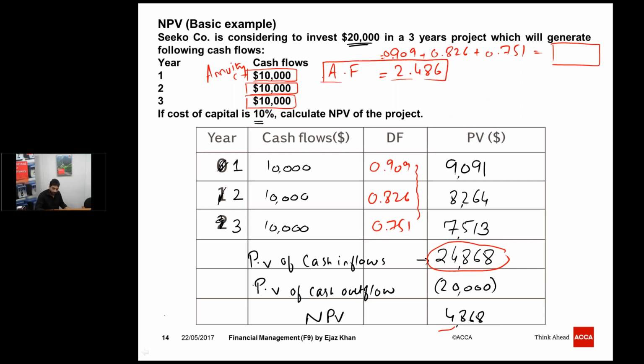Okay. Now, if I take this annuity figure, 10,000, and multiply it with the annuity factor 2.486, I will get 24860 present value, which is approximately equal to this value, 24868. So there is an $8 difference, which is a rounding off error. So if we sum all the discount factors to get the annuity factor and then multiply this annuity factor with the annuity, we will get the total present value of cash inflow.